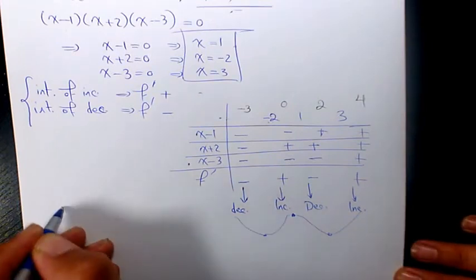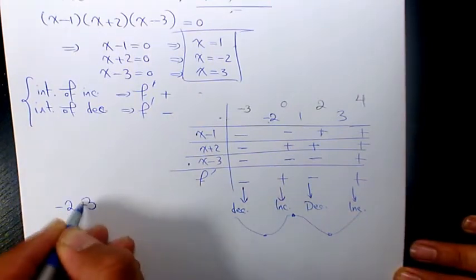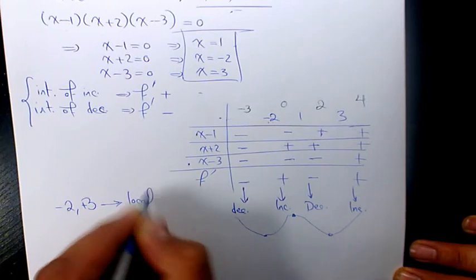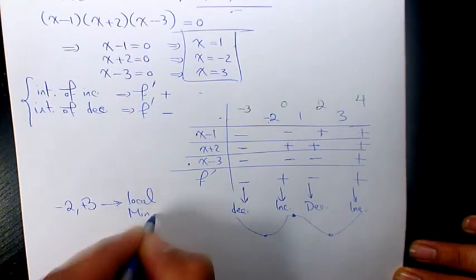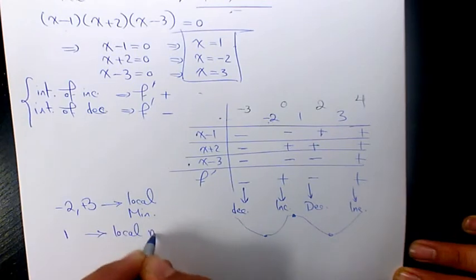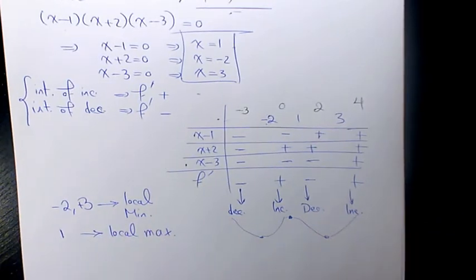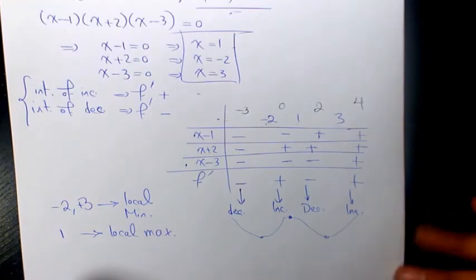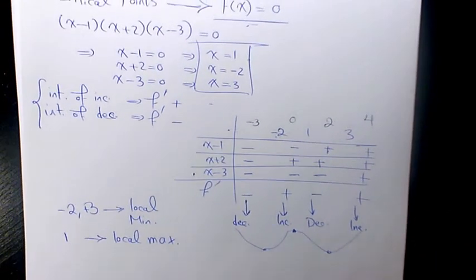So we can say negative 2 and positive 3 are local min, and 1 is going to be local max. So we have 2 local minimum and 1 local maximum. That's going to be the answer to the third part.